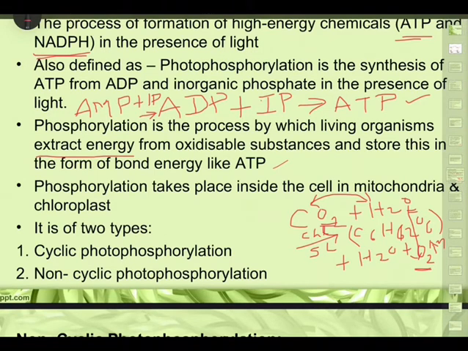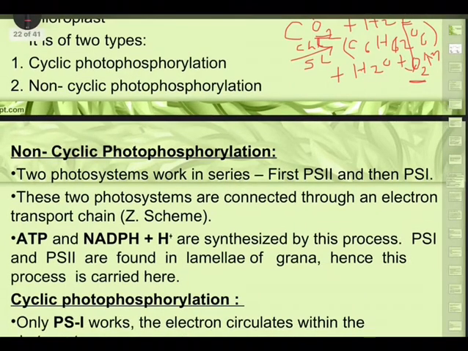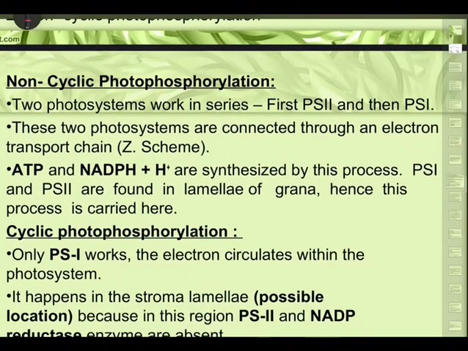Okay, and non-cyclic is the Z scheme which I explained to you yesterday. That is, both the light centers are involved, PS2 as well as PS1. So the light harvesting center in non-cyclic photophosphorylation starts with P680. From P680 it goes to the electron transport chain, from the electron transport chain it goes to PS1, and from PS1 it goes to ferredoxin. So the electrons are not coming back to P680. Since it is not a cyclic form, instead it is in Z shape, we say it is non-cyclic photophosphorylation.